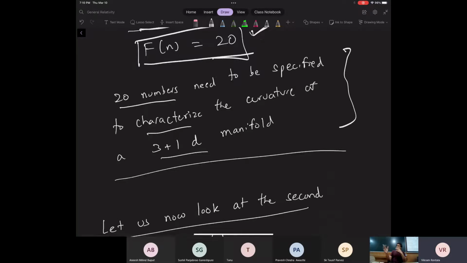However, in cases where there's a lot of symmetry, many components of the Riemann tensor in a particular coordinate system will be related to each other.